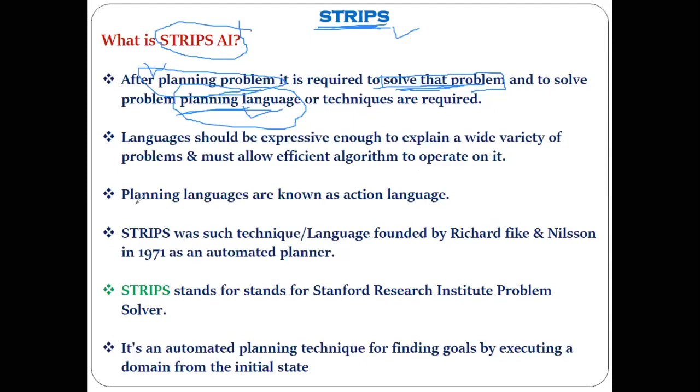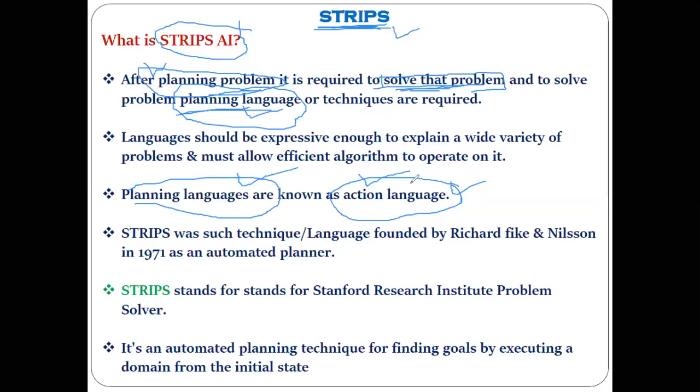Got the point? So we can also call the planning language an action language. Yes or no? Can we call the planning language an action language? Because whatever things we express using that planning language are the different kinds of actions needed to reach the goal state. So through the planning language, we write the different kinds of actions. That's why I have written here, planning languages are also known as action languages. Do you understand why there is a need for the planning language? For what purpose? To solve the particular problem.